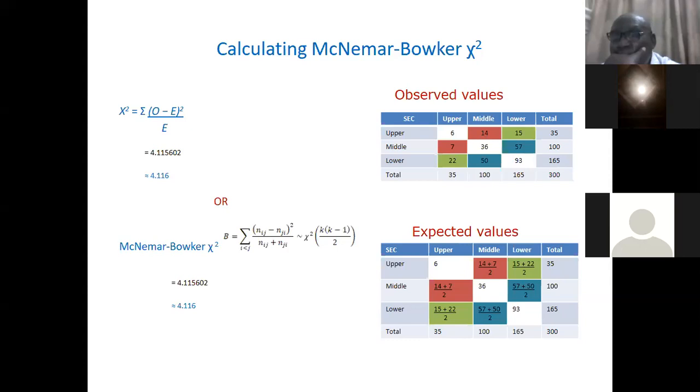It's only that I didn't complete it here. 14 plus 7 divided by 2 will be 10.5. That is the expected count. I just didn't complete it there.